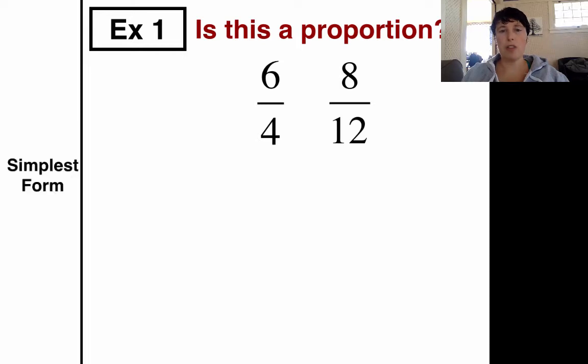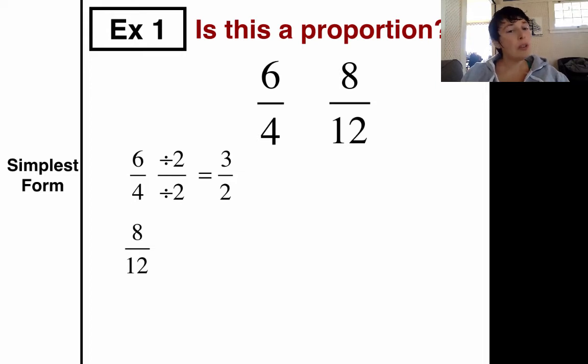So here's one strategy. We could put them in simplest form. We could take the 6/4 and the 8/12, write them down, and then divide them down to make them something smaller. Now 6/4 could divide by 2. I know that for a fact. 6 divided by 2 would be 3, and 4 divided by 2 would be 2. So we would have 3 halves, 3/2.